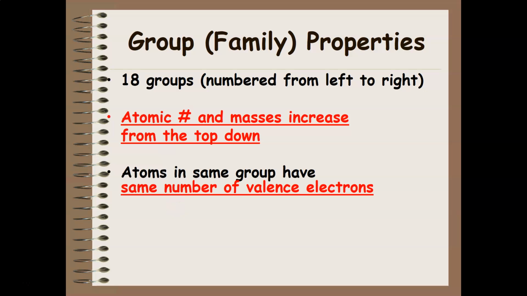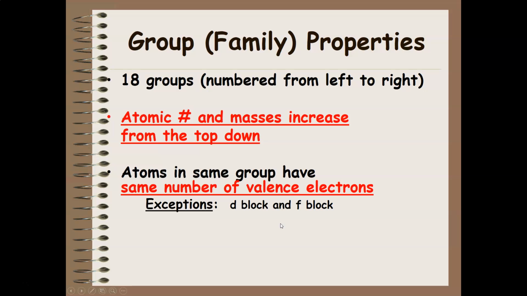Everything in the same group has the same number of valence electrons. When we were color coding and labeling our periodic table, when we were learning our configurations, we learned that everything in column 1 likes to make a +1 because it has 1 valence electron to give away. Column 2 has 2 valence electrons. Column 3 has 3 valence electrons. The D and the F block don't follow those rules.